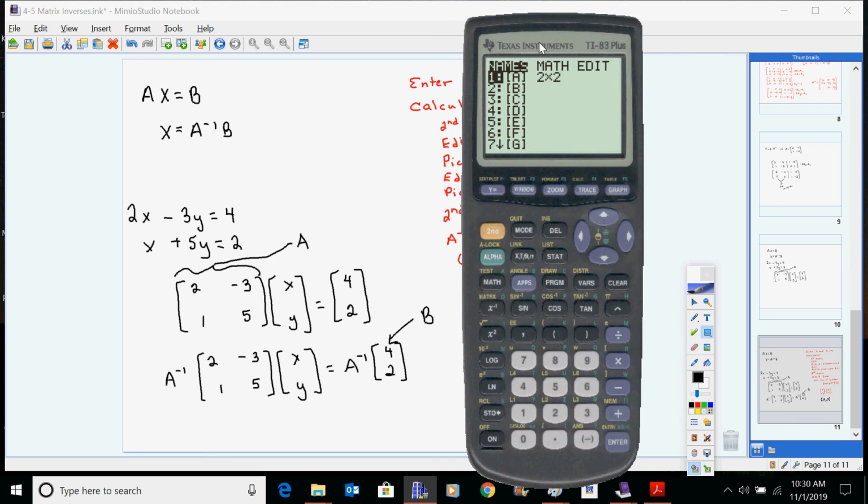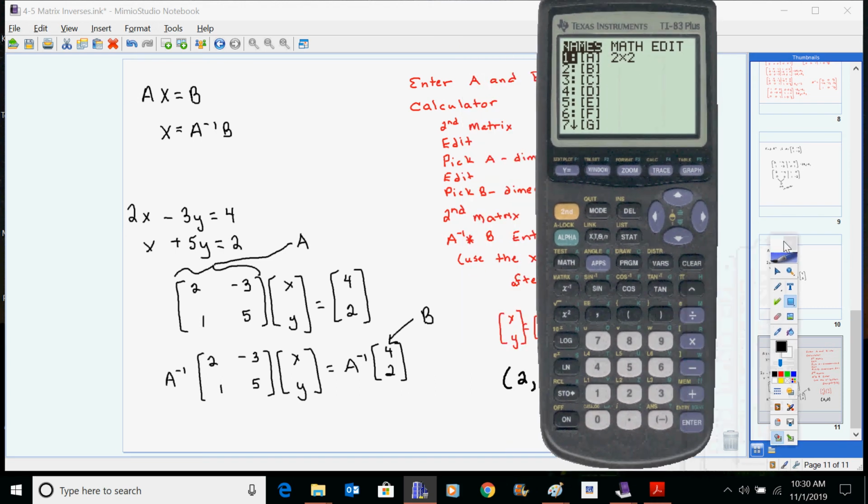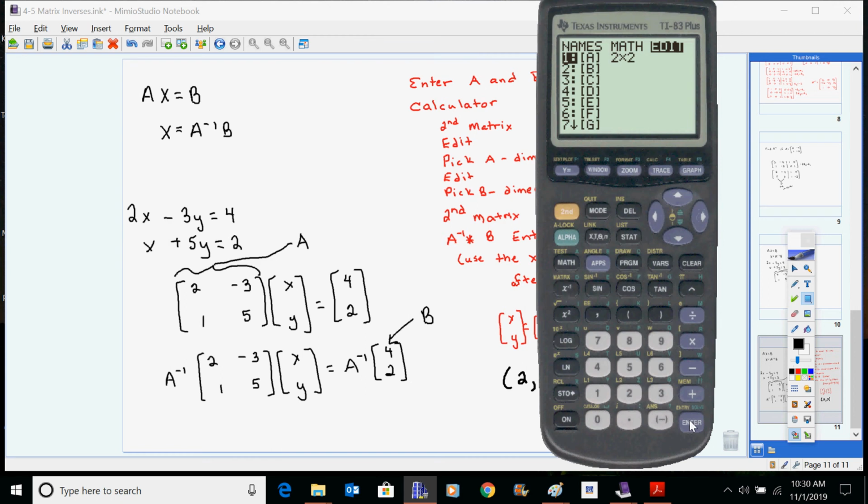Our matrix A is a 2 by 2 matrix. Here's our matrix A. We want to enter that one in. I want to edit it. So we're putting in 2 by 2. We're putting in 2, -3, 1 and 5. And just double check, make sure you've got your correct matrix in. 2, -3, 1, and 5.